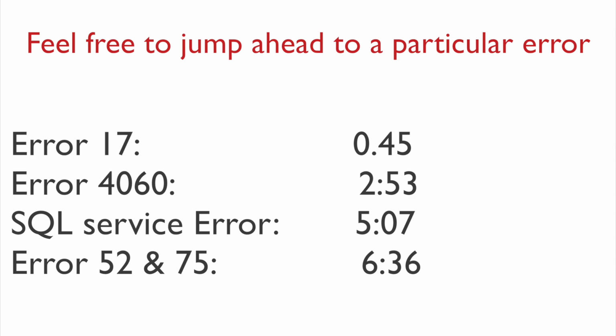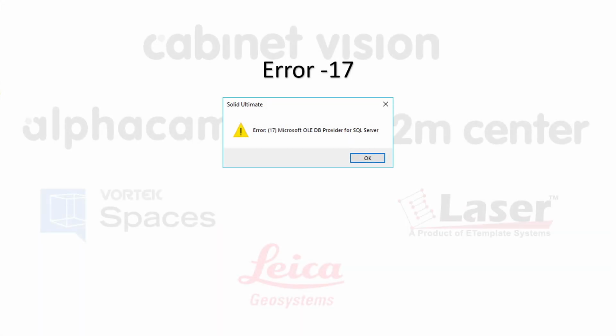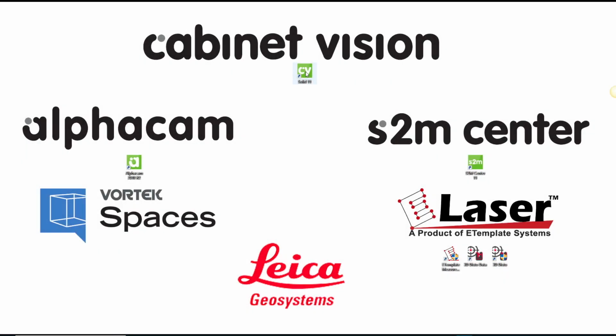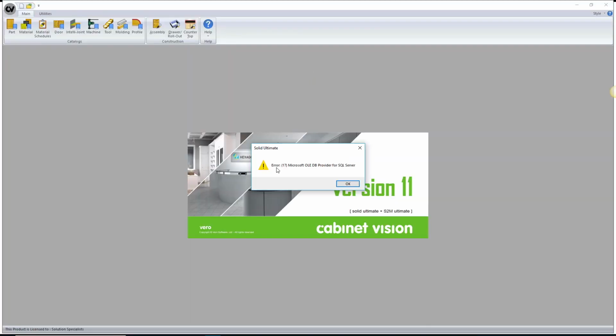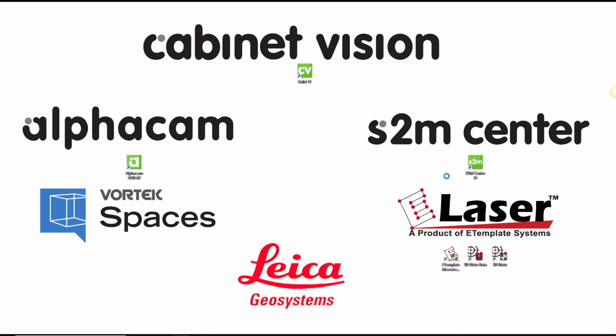The first error that we will be investigating is Error 17. This is perhaps the most common error and occurs usually when the name of the computer has been changed from the original name at the time that Cabinet Vision was installed. This error will likely appear during the launch process of Cabinet Vision. By clicking on the OK button, you will remove this error and Cabinet Vision will close.